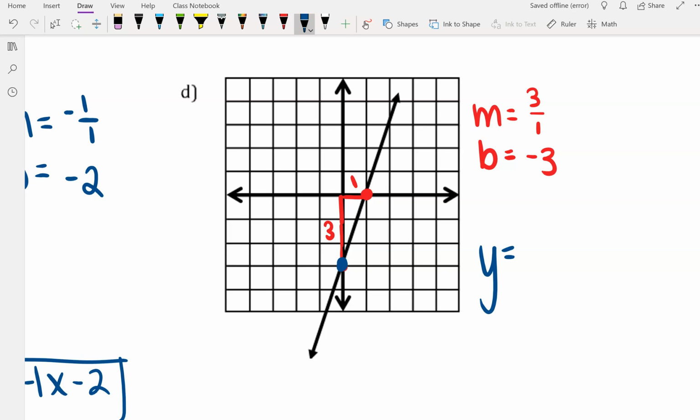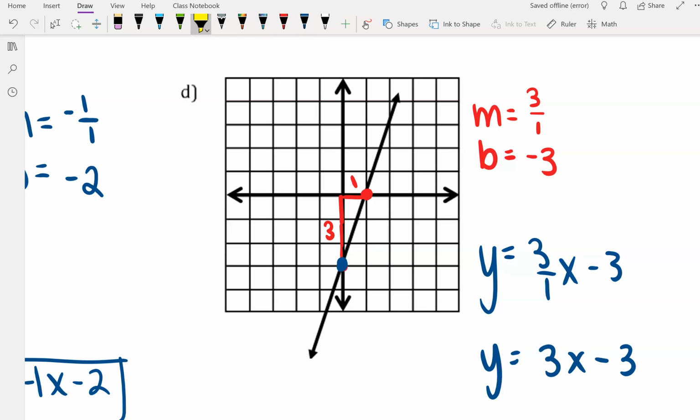When I write this as y equals, I could write it as 3 over 1x minus 3, or I could write it as y equals 3x minus 3. Because remember, 3 over 1 is the same as just 3. So those are your answers.